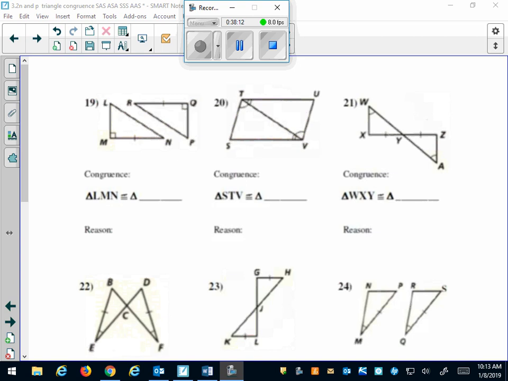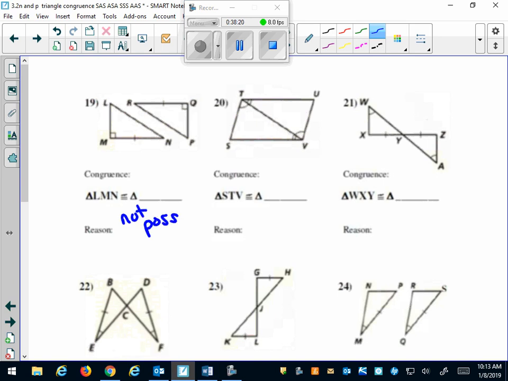So I'm going to go over a few of these. This one is going to be not possible. Not enough information there because we don't have any reason to mark anything else. Number 20, we can mark reflexive property again. Then cover up one triangle at a time, and you see that you have 2 angles and a side marked in each triangle. The side is actually between the 2 angles, so it's going to be ASA. And the order should be UVT.